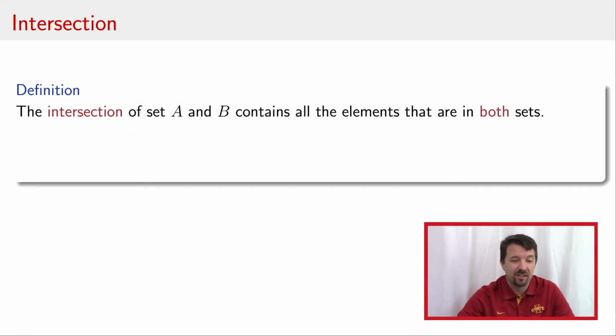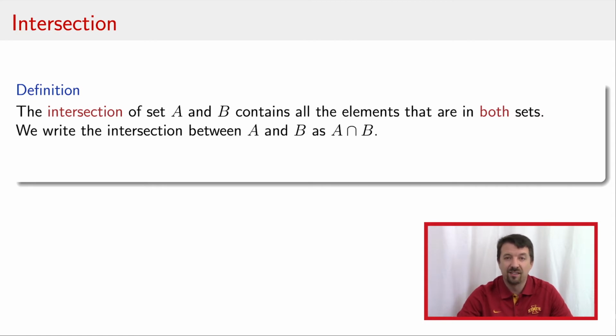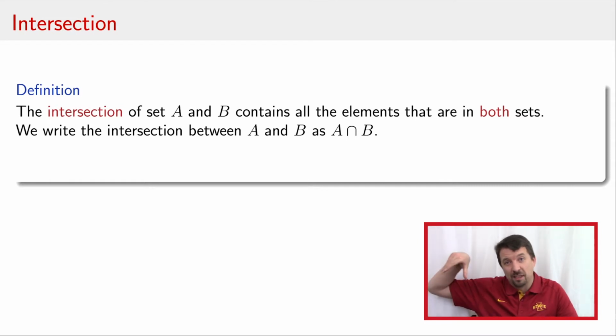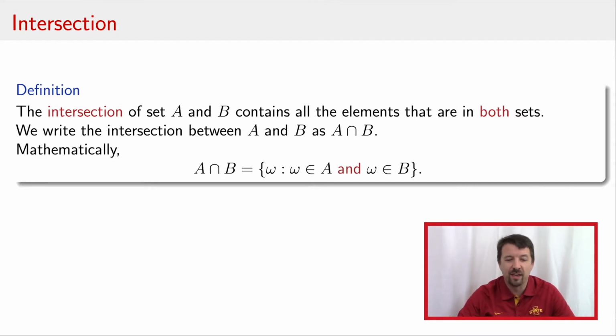Now moving on to intersections. So we have two sets again. The intersection of two sets A and B is the set that contains all the elements that are in both sets. We write the intersection with now an upside down U. I can't really do that with my arms, but I guess it's here, right? Upside down U. Mathematically, we could write that as the set of omegas that are in A and in B.